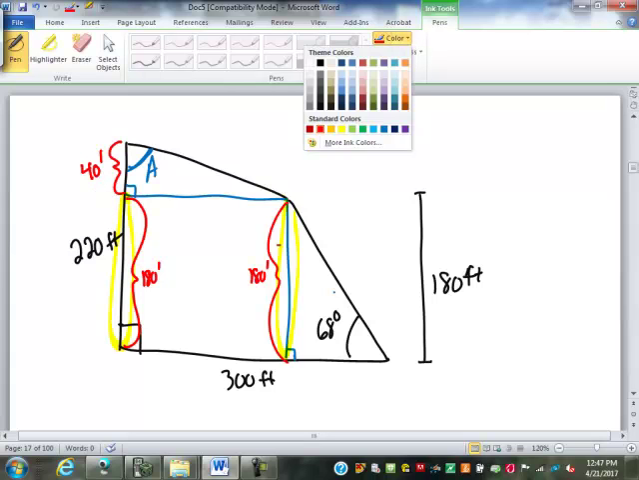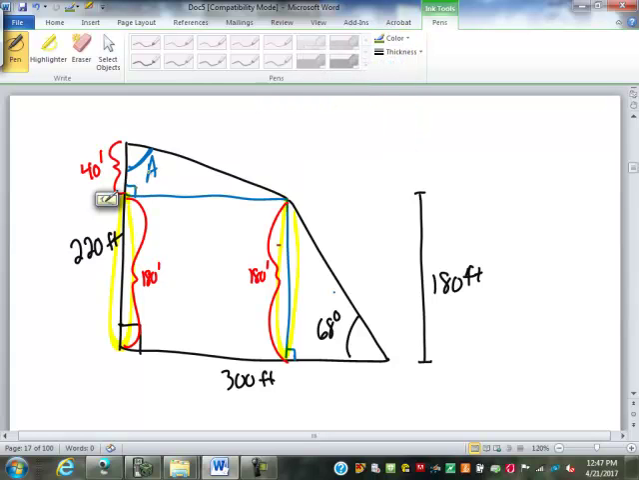Now I look at my right triangles. If I look at this one up here, I have the 40 feet. I have the right angle. I have one side. I either need to know another side or one of the other angles. Do I know any of those? No, I don't. I don't know anything else, so I can't find anything else in that one. If I knew either this side or this angle, I could find A.